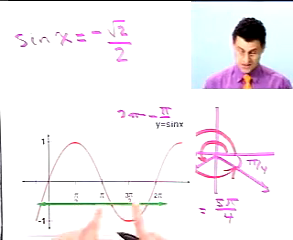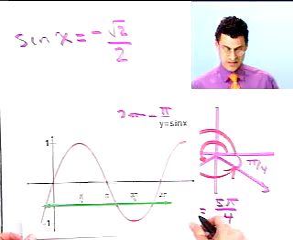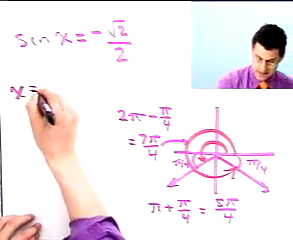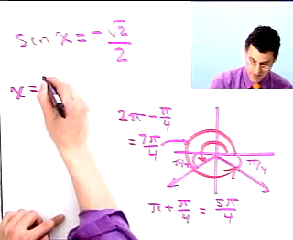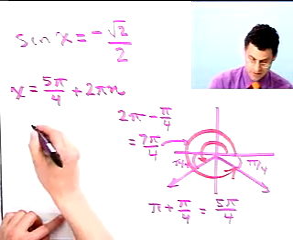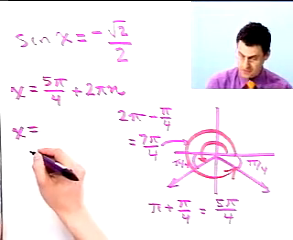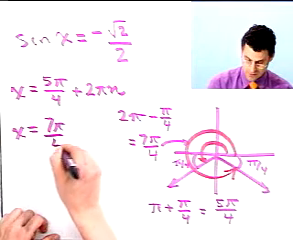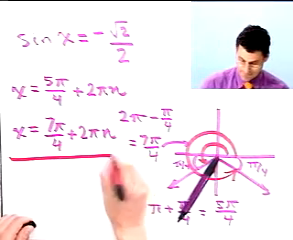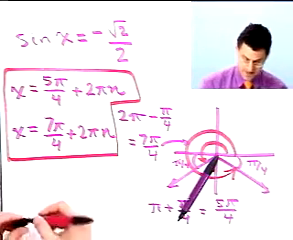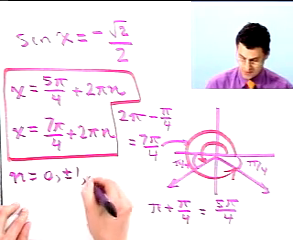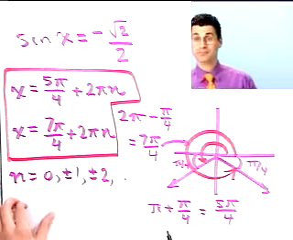But of course, there are a lot of solutions, and those other solutions can be found now by just adding multiples of 2 pi, adding multiples of the period. So the answer would be x equals 5 pi over 4 plus any multiple of 2 pi. And there's another solution, and a whole bunch of other families of solutions, 7 pi over 4 plus any multiple of 2 pi. So there's the answer, where again, I remind you, n can be anything of the form 0, plus or minus 1, plus or minus 2, and so on.